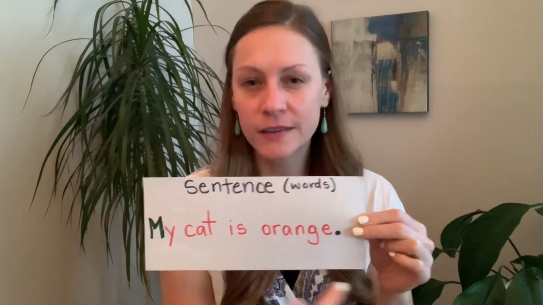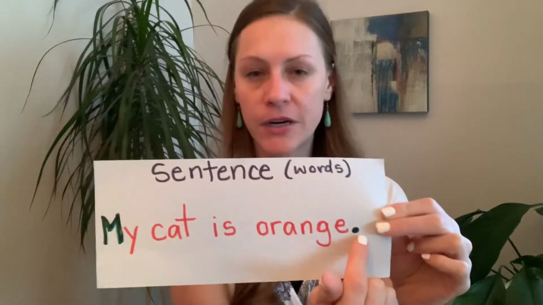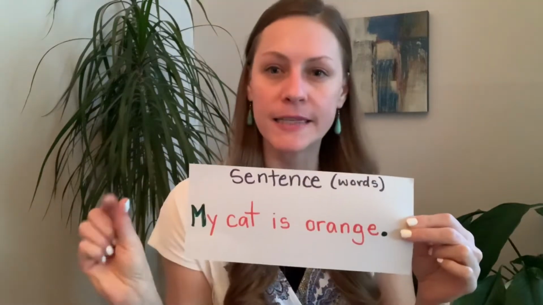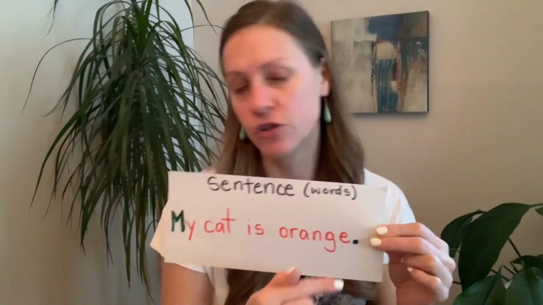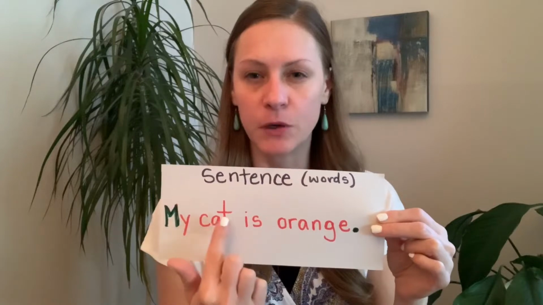And I know this is a sentence because it has a capital letter at the beginning, has a period at the end. It's one complete idea. It's one whole idea. My cat is orange. It's not half of an idea. It's one idea. And then I also put spaces between my words. And that's what a sentence looks like.